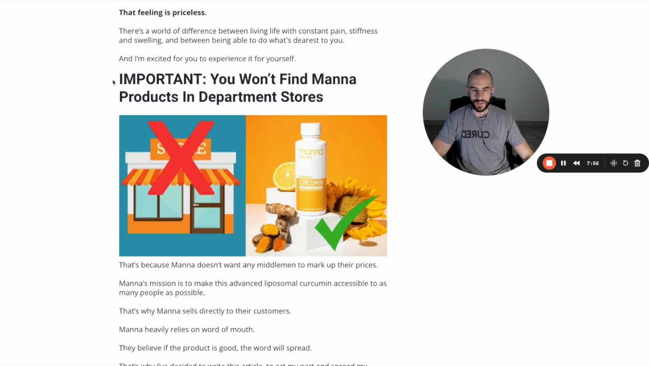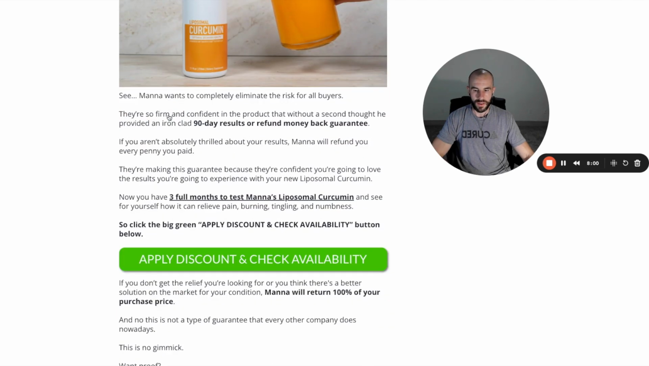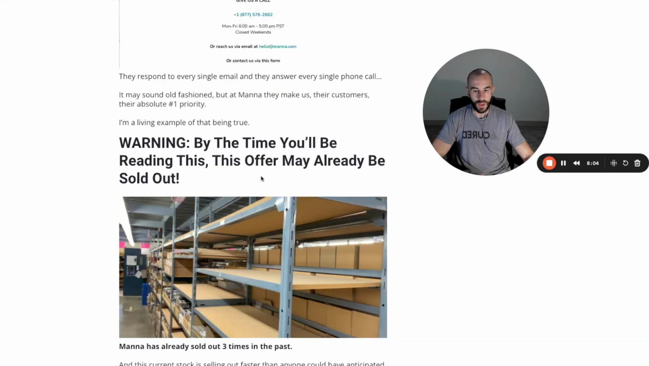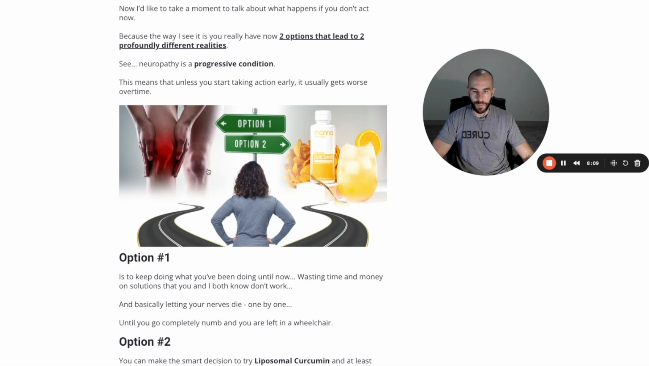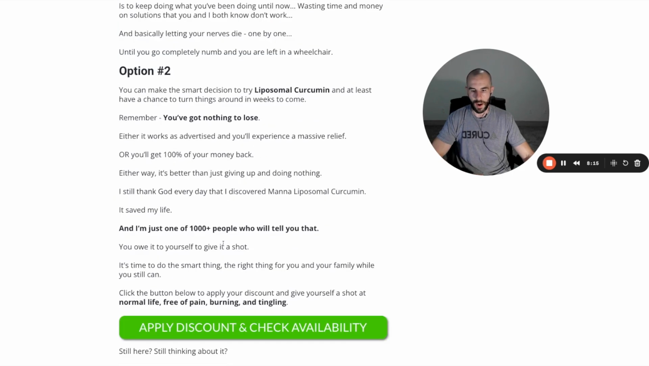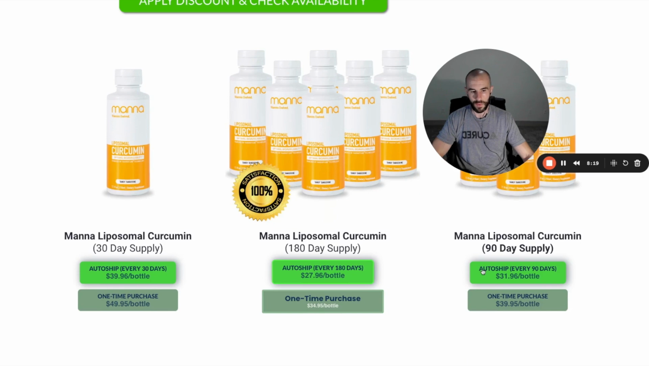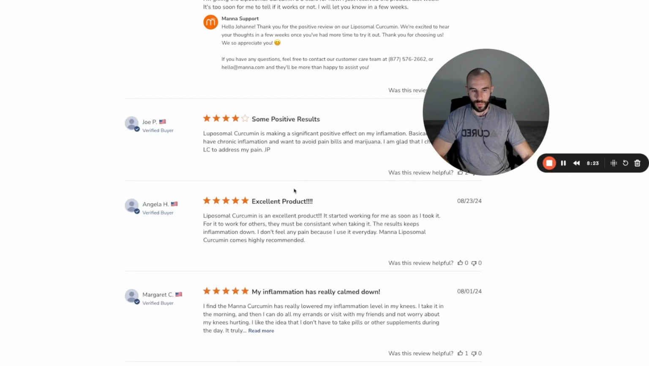You won't find this in department stores. And then we have, you don't have to make a decision now, 90-day money-back guarantee, apply discount, check availability. So you can't even buy it on the page. We're running out. So this is the basic. We have our basic 2 roads closed, where it's option 1, you stay the same, you suffer. Option 2, you grab this and you do amazing things, right? So then we have a 136, and then more social proof down below.